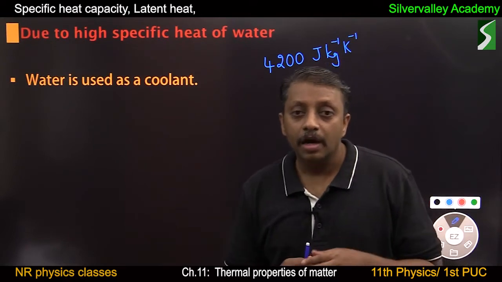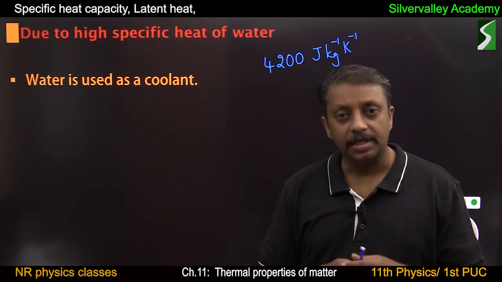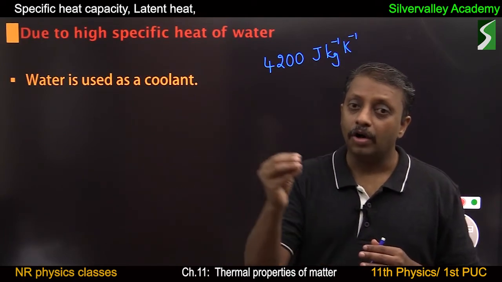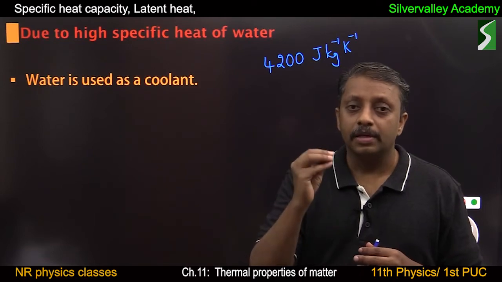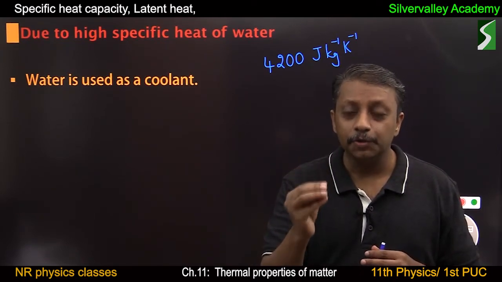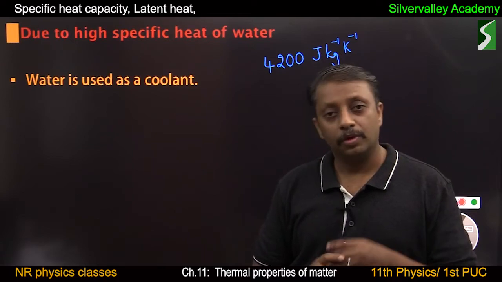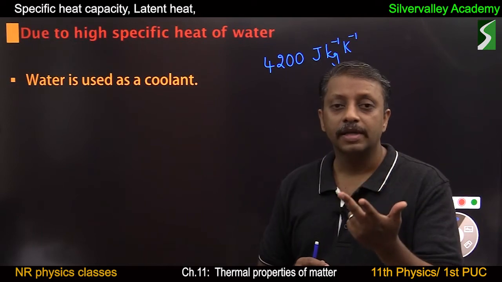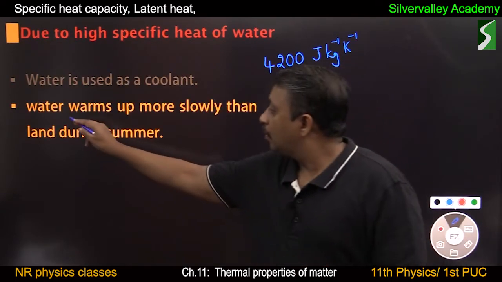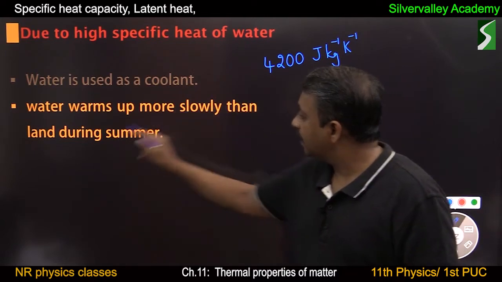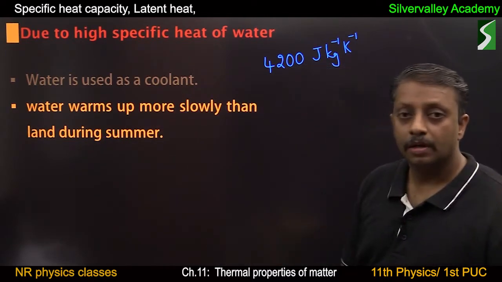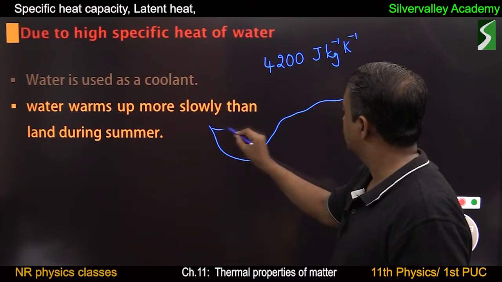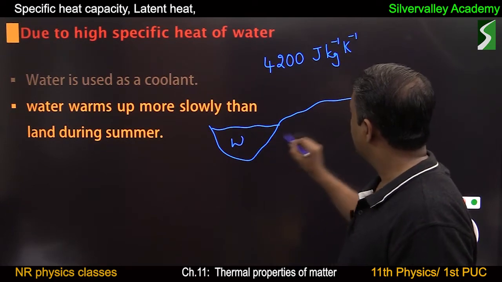Now the question comes, can't we use oil? Certainly we can use oil, but oil is messy, right? At the same time, oil is costly. That is why the most abundantly used coolant is water. One is its price, second, availability, third, its very high specific heat. Water warms up more slowly than land during summer. True. If this is a water body, this is water and this is land.